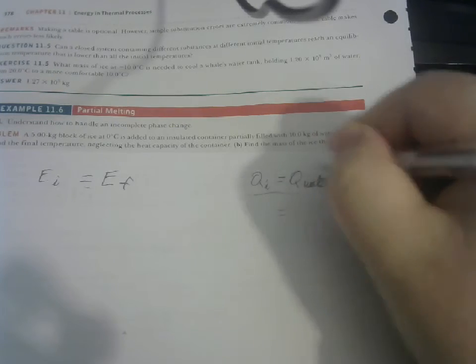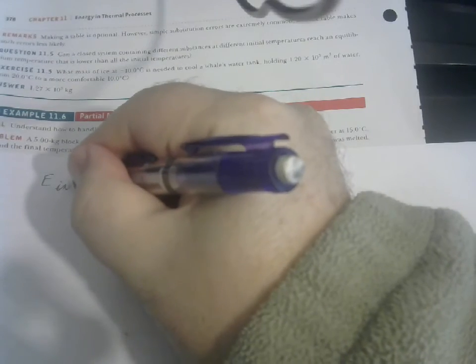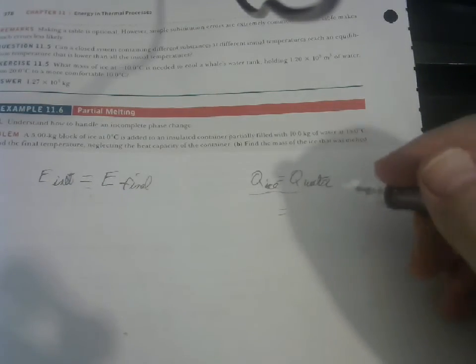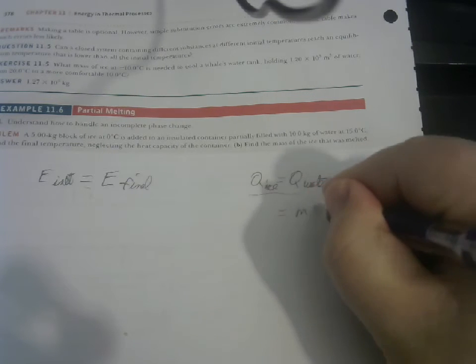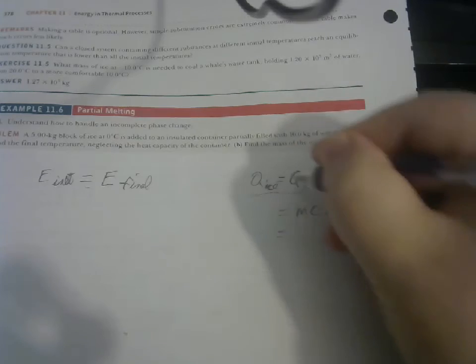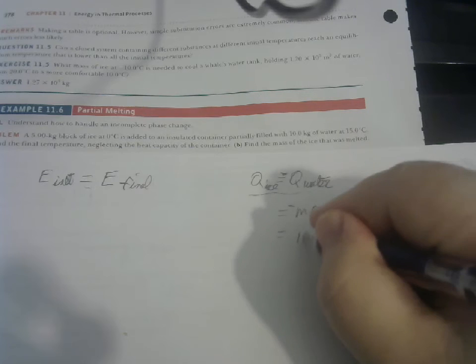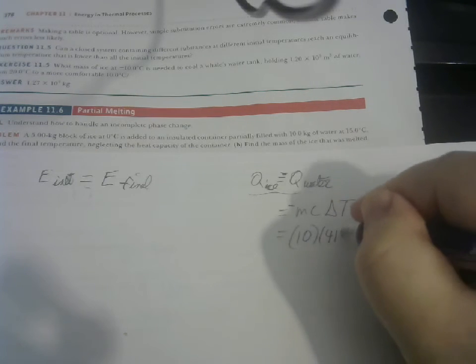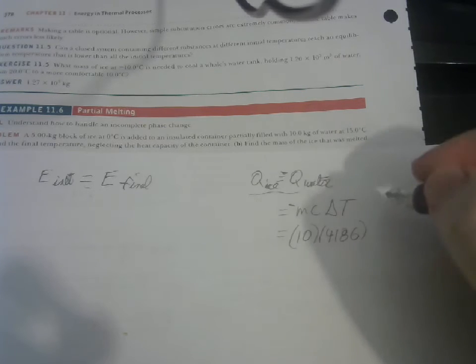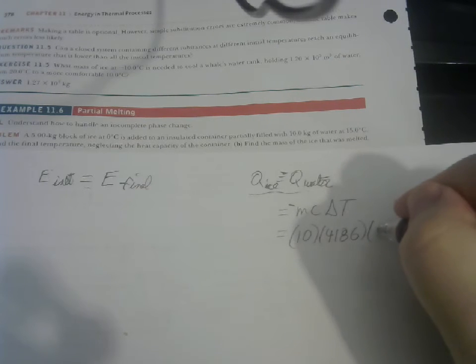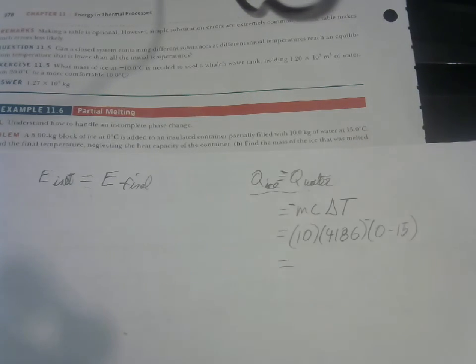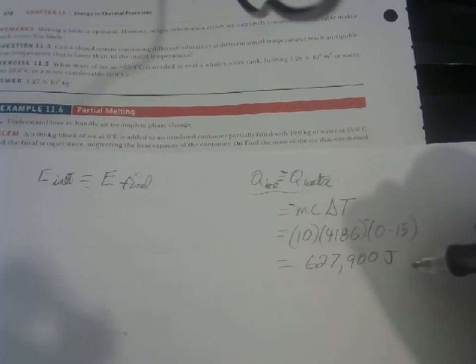Q ice equals Q water. This one is initial and this one's final. But this one's Q ice and Q water. Okay, so the water is m c delta T, and this should be negative. And it goes 10 kilograms of water times 4,186 times a delta T of final minus initial, which is 0 minus 15, but we're going to make that negative, so it'll be 15. That comes out to be 627,900 joules.